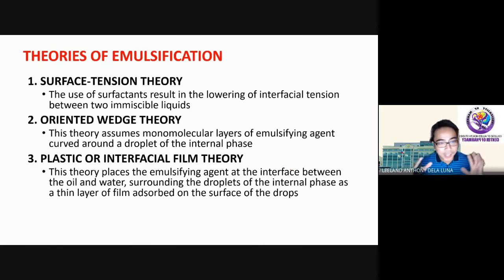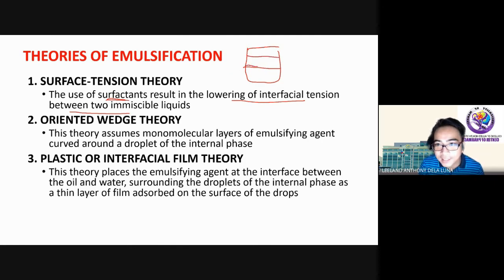Okay? So, let's discuss this one by one. Sa surface tension theory class, ang ginagawa daw dito is an emulsifying agent serves as a surfactant. Ano ba ginagawa ng surfactant? It lowers the interfacial tension between two immiscible liquids. Parang ganito yan, class. Kunwari, isang basong tubig. Okay? Ito yung tubig. Tapos, andito yung mantika. Pansinin niyo, class, yung gitna niyan, may makapal na parang layer.